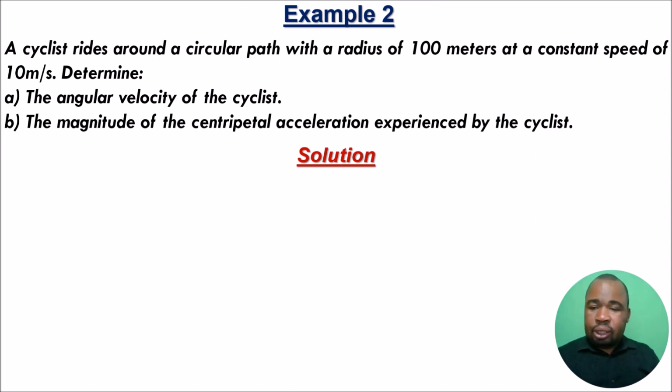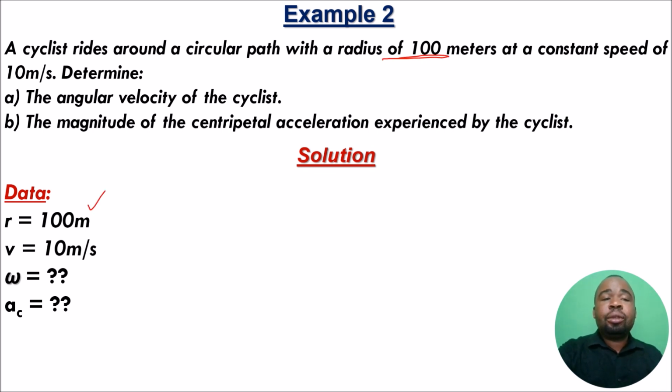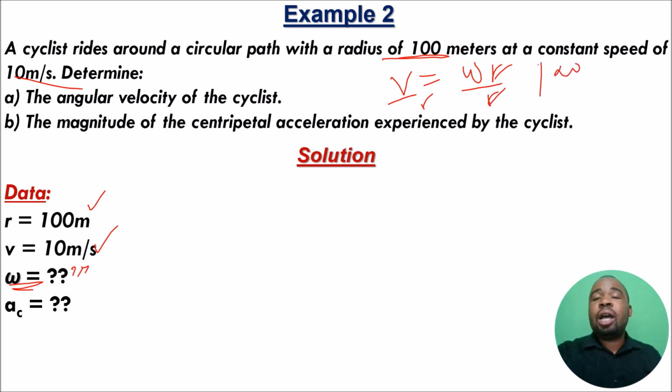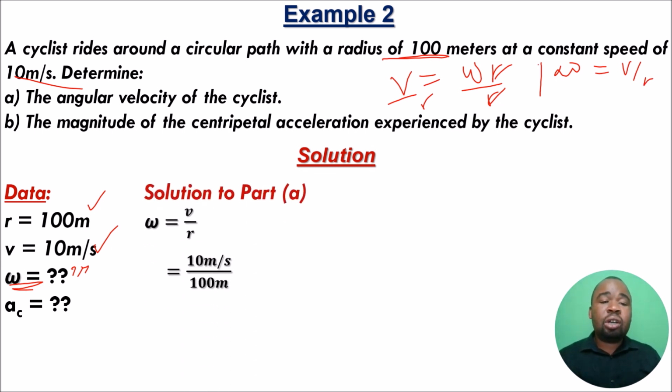You are welcome back. Now it's time for me to present the solution. Then you mark yourself. So a cyclist rides around a circular path with a radius of 100 meters at a constant speed of 10 meters per second. Determine the angular velocity of the cyclist. We are presented with the data: radius 100 meters, speed 10 meters per second. We are looking for omega at item A. Now we discussed that v is equal to omega r. But this question requires us to find omega. So we divide both sides by r so that we remain with an expression which says omega is v over r. Substitute v is 10 meters per second, r is 100 meters, and we're going to get 0.1 radians per second as our angular speed.